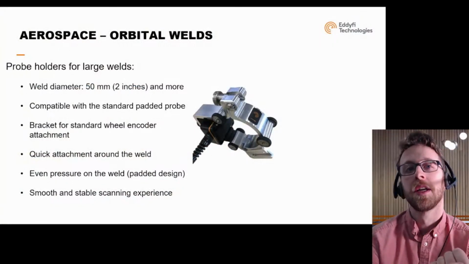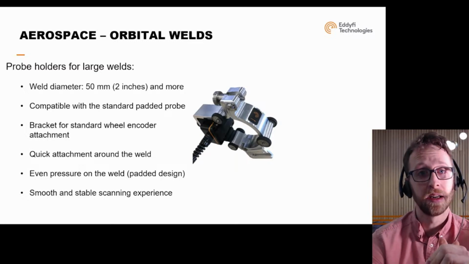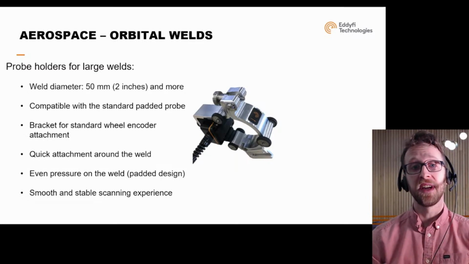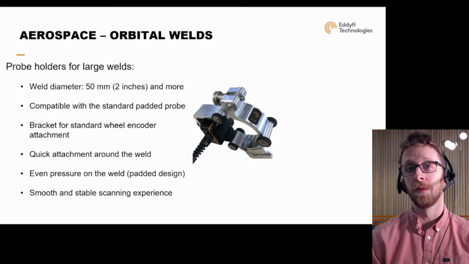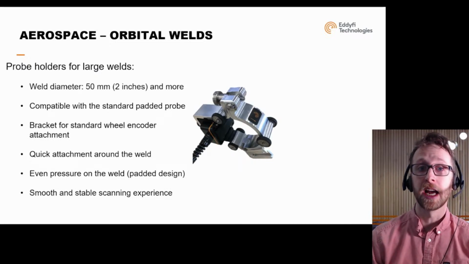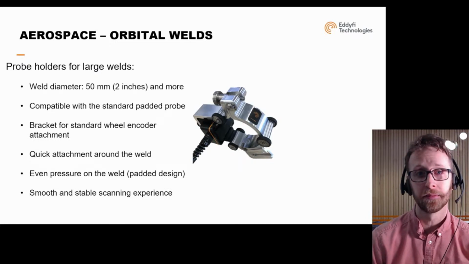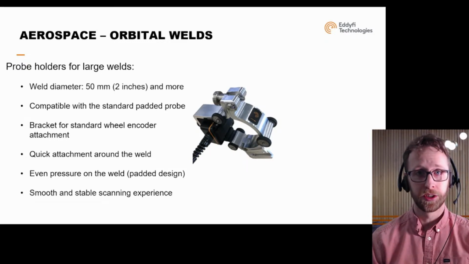For everything that is 2 inches and more for orbital weld, to be more cost effective, we have a different way of inspecting it. It uses the same coils actually, but it's just inside a standard padded probe that can be fixed on the holder that clamped around the orbital weld, just like this probe, but the same probe can be used with a different holder depending on the diameter of the orbital weld that you're inspecting. And it still allows a precise and a stable scan, just as with this probe.